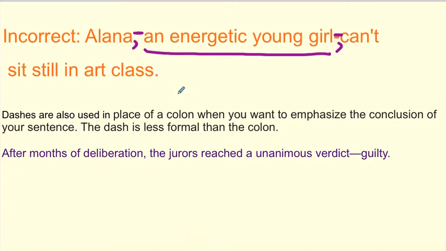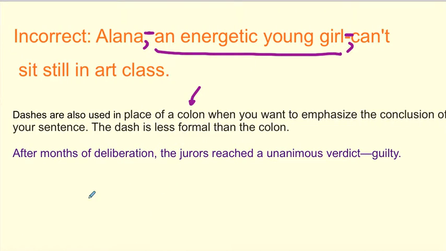All right, but there's another way that you could use a dash. Dashes are also used in place of a colon. Okay, so let's think about that. If it's a colon, a colon can only come after an independent clause or a full sentence. So dashes are used in place of a colon when you want to emphasize the conclusion of your sentence in a little less formal way than the colon.